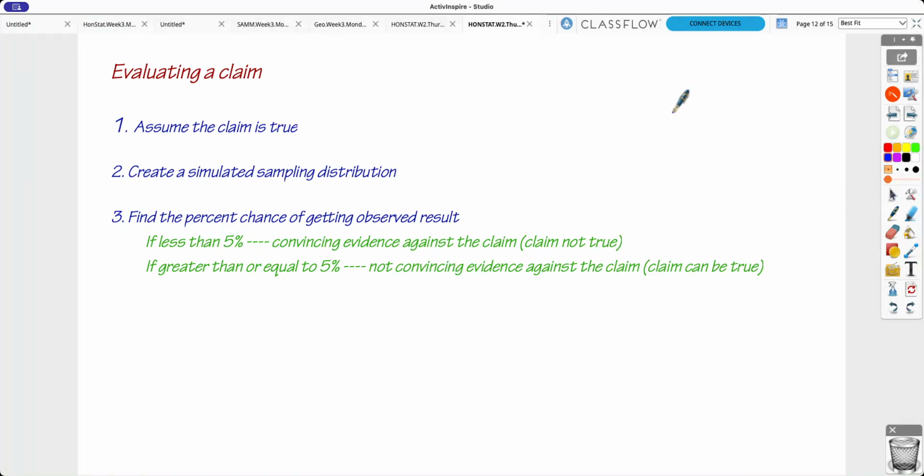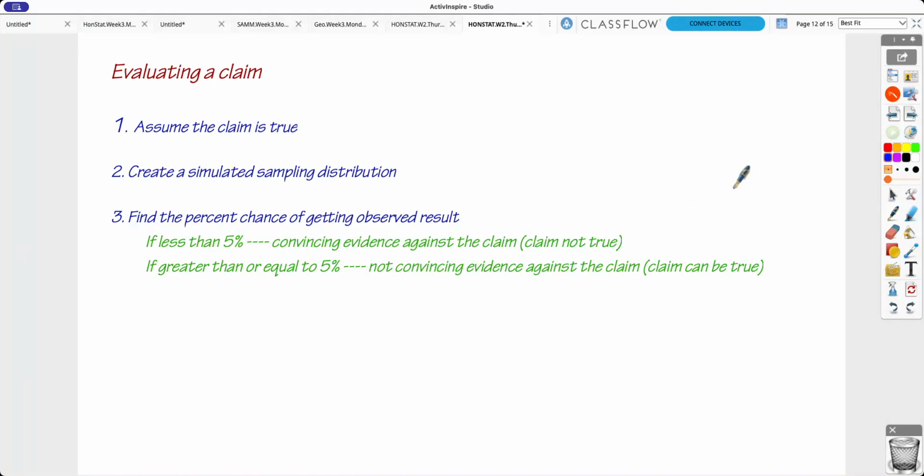First, you assume that the claim is true, and then we can either prove or disprove this claim. Second, you create a simulated sampling distribution. Almost always, the simulated sampling distribution, especially if it includes very large samples, is already given to you. Now, step number 3 is we will find the percent chance, the probability of getting the observed result based on the sampling distribution that we have created in step 2.